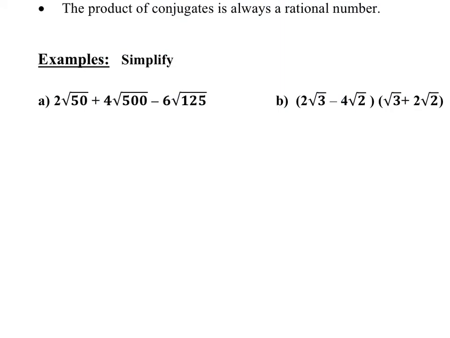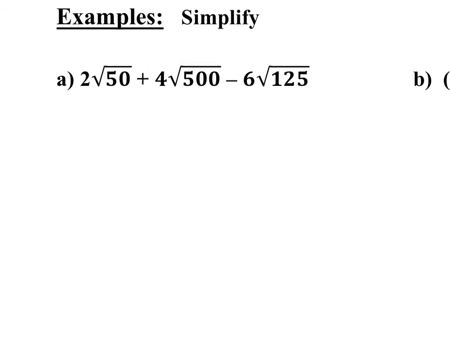We're going to learn how to combine like terms with radicals. We'll have addition, subtraction, multiplication, and division. So for the first example, radical 50 is the same as radical 25 times 2. So try to think of perfect squares that go into the number.